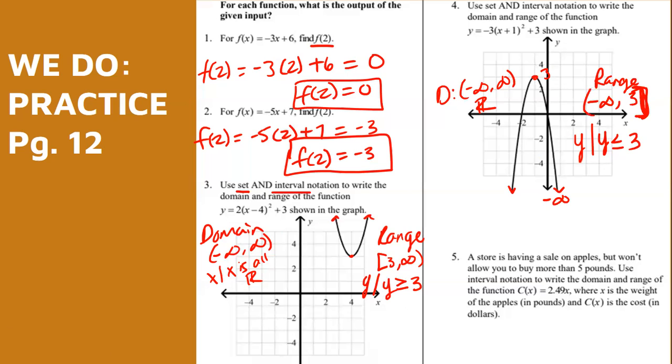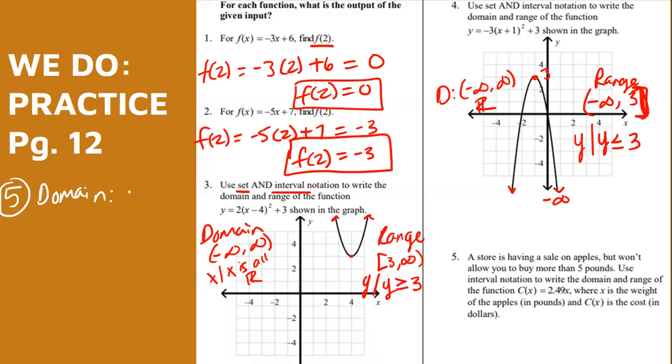All right. So we're going to do number 5. Number 5 is a word problem. We're going to do it over here because I don't have space. It says a store is having a sale on apples, but won't allow you to buy more than 5 pounds. Use interval notation to write the domain and range of the function C of x equals $2.49 times x, where x is the weight of the apples in pounds and C of x is the cost in dollars. So your domain is what? Represents what?